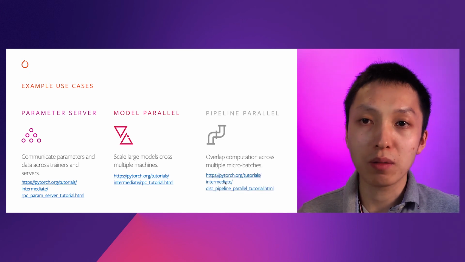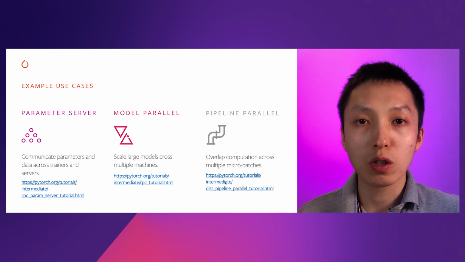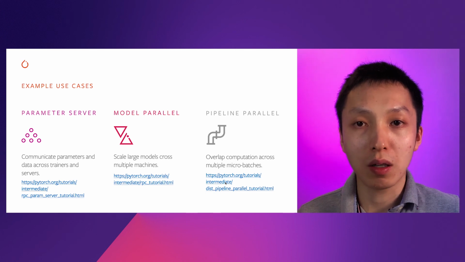The third example is pipeline parallelism. You can use the asynchronous APIs in RPC to process one batch and then run iterations on multiple batches concurrently. Tutorials are available for all these use cases.